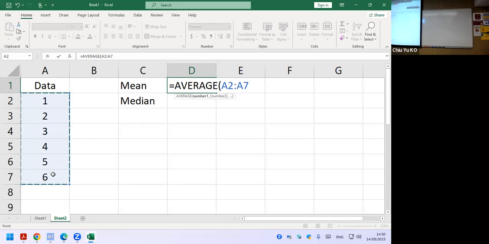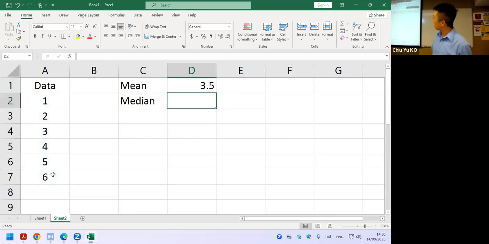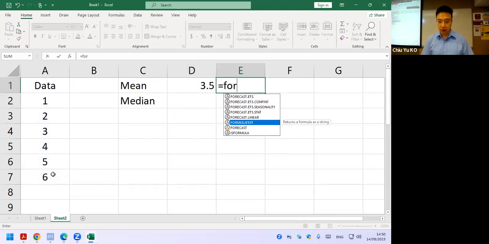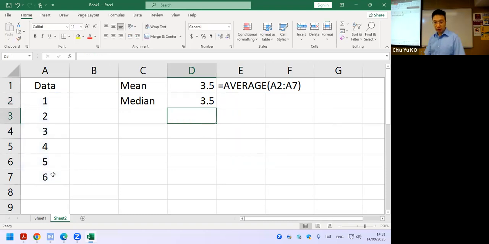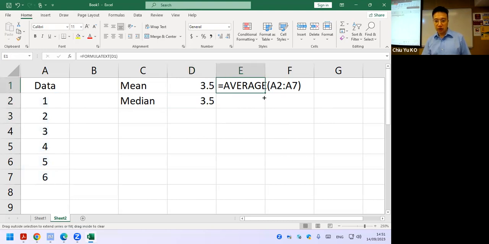Of course, you can do it the other way around. So you close the bracket, then you're done. I use the formula text to show this is the case. This is how I do it. Or I can do the median: median A2 to A7. Now you can see I just typed it out, and it works. So this is how I do that.